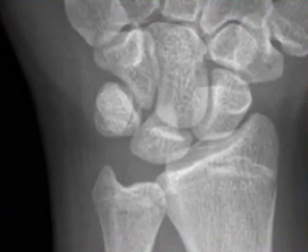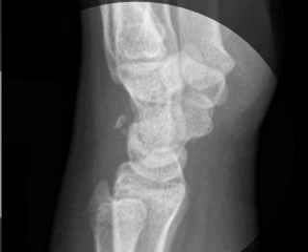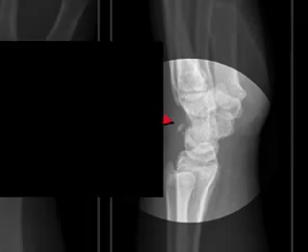So this is an example of a triquetral fracture. It is invisible on the frontal examination, but if we look at the lateral examination of the wrist, we can see a small chip fracture from the dorsal aspect of the wrist. This is what a fracture of the triquetrum looks like.